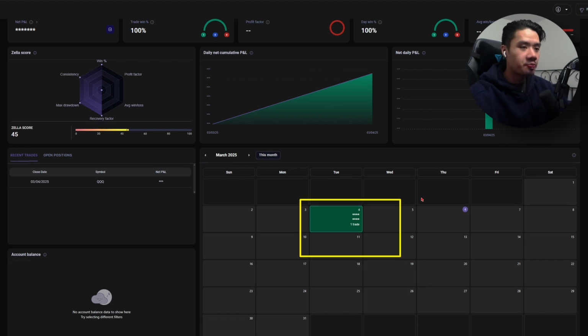We are in March now, and we can see here that I only did take one trade. It is Thursday right now. We do have another day, Friday. Did not take any trades today. I was literally about to take a trade a few minutes ago.